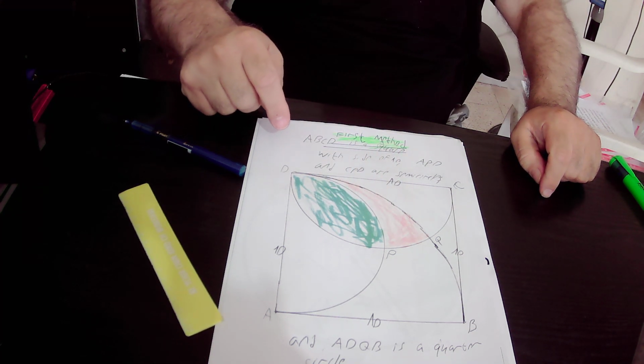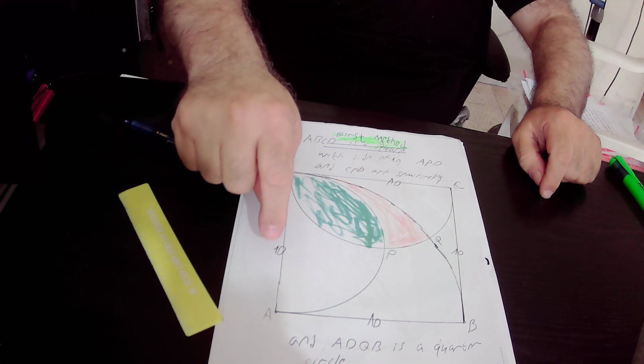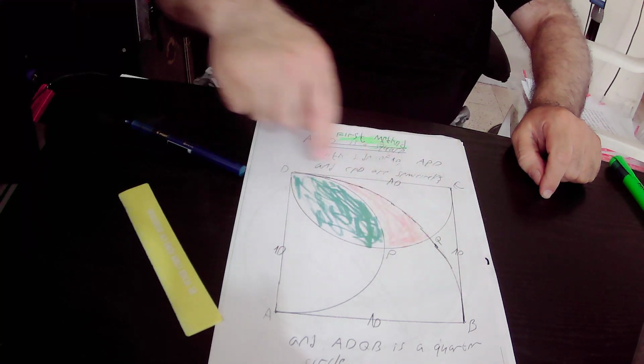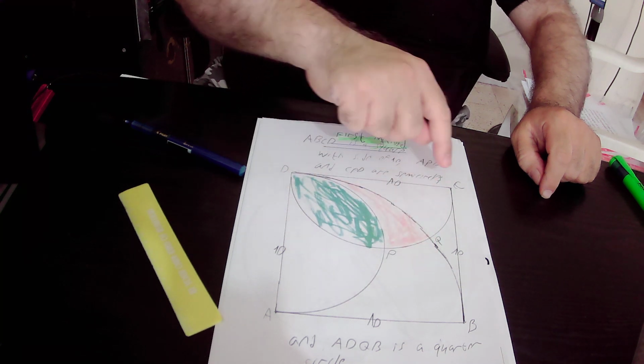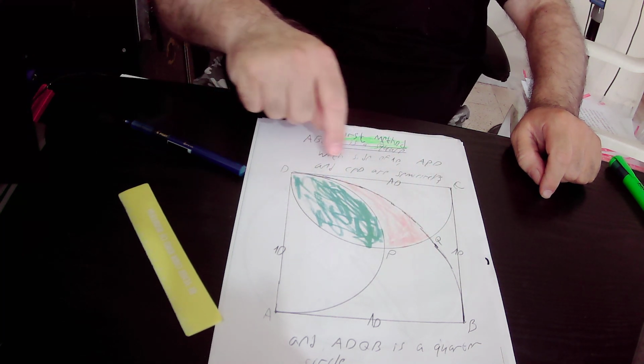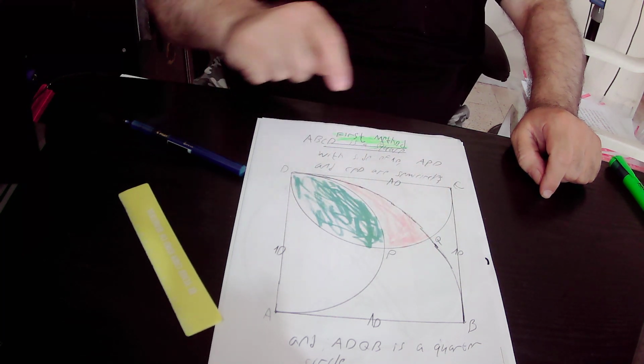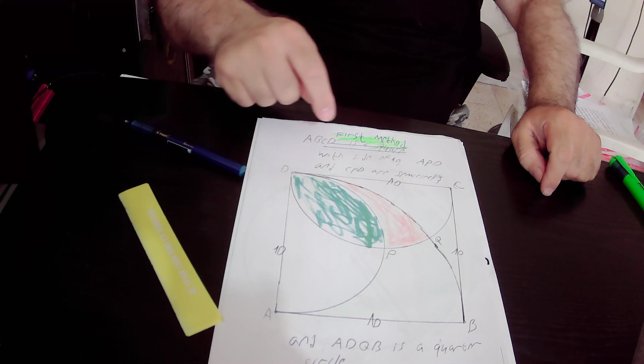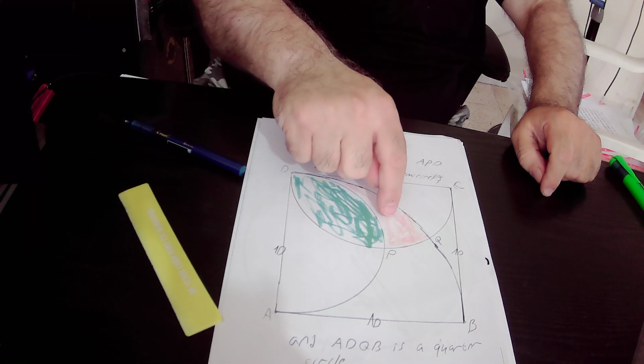We also have quarter circle AQBD. This quarter circle intersects with this semicircle and creates the big lens. And our mission is to find out the area of this orange shape.